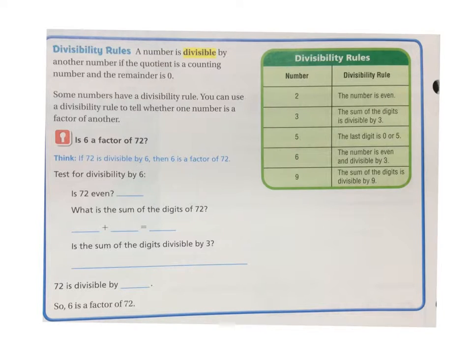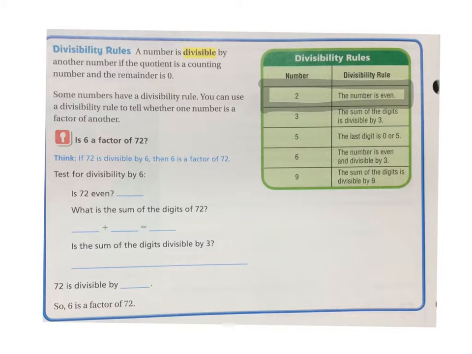So some numbers have a divisibility rule. For example, we know if a number is even, 2, 4, 6, 8, 10, 12, etc., it must be divisible by 2, right? So that's how you can really quickly tell if a number is even, then it is divisible by 2. What does that mean? If a number is even, what number must be a factor of it?